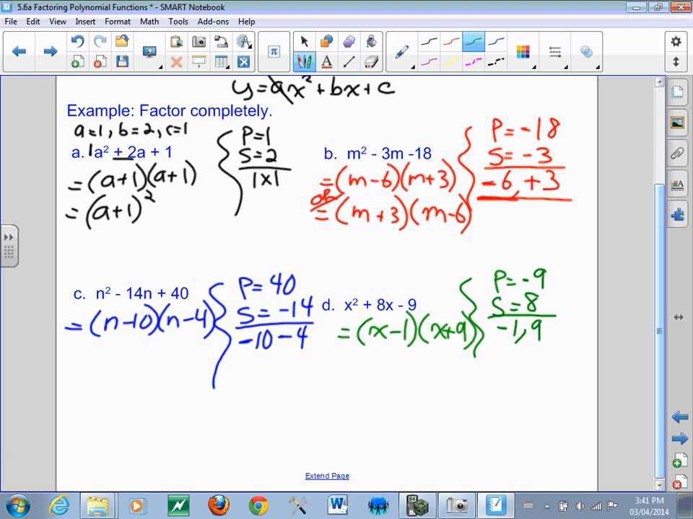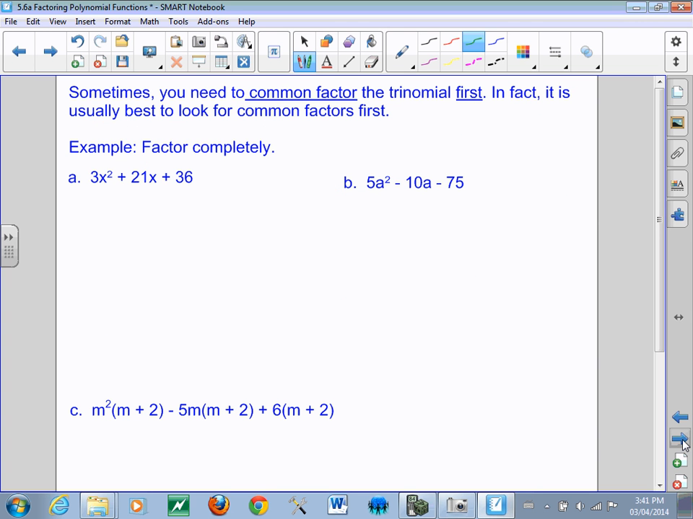All right. Now we're going to take a look at combining two things. Sometimes you need to common factor the trinomial first. In fact, it is usually best to do so, and you'll get deducted marks if you don't do it at the beginning. So when it says factor completely, the completely part should tell you to common factor first, if you can. Or there could be two different types of factoring. Okay, let's start with common factoring.